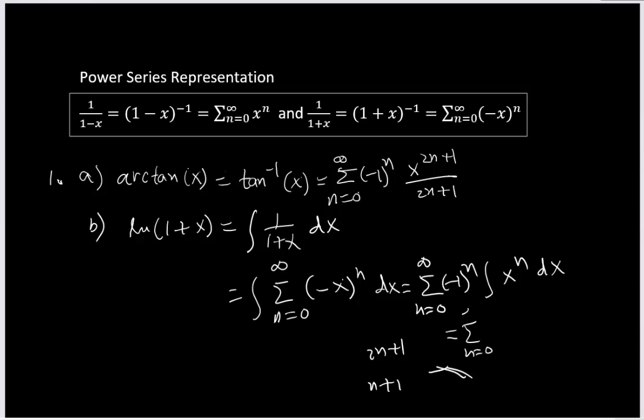And then you can easily check that the integral of this one will be the summation n goes from 0 to infinity, negative 1 to the n, and x to the n gives me now x to the n plus 1 over n plus 1. So we got our formula for natural log of 1 plus x.